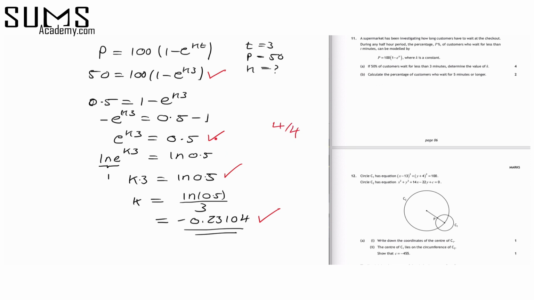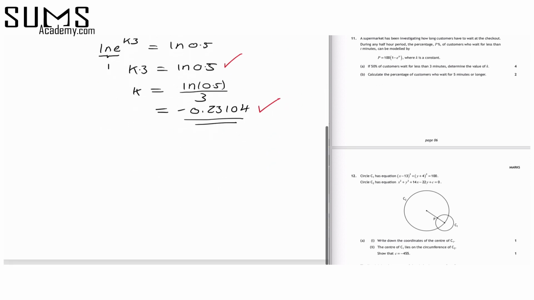So part B. Do I have room for part B? I do. Part B. Calculate the percentage of customers who wait for more than 5 minutes. So our expression here is for time less than a number. So we're going to have to make sure we keep an eye on that at the end.